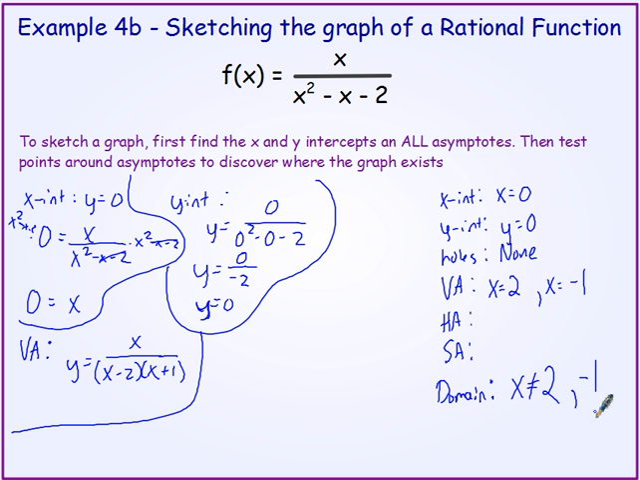All right. For HA, what's the degree of the top? 1. What's the degree of the bottom? So that means my numerator is smaller than my denominator. If your numerator is small, according to your rules, what? Y equals 0. Because I have an HA, there is no SA. And then you could just sketch it from that information. See how smart you guys are?